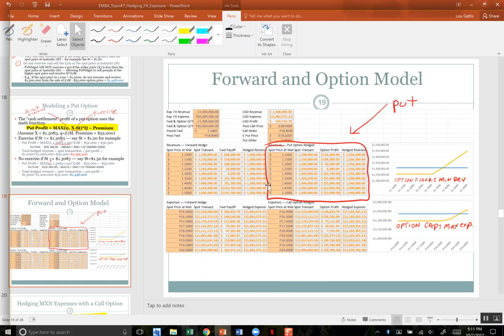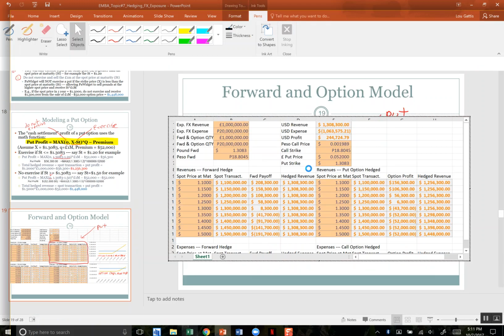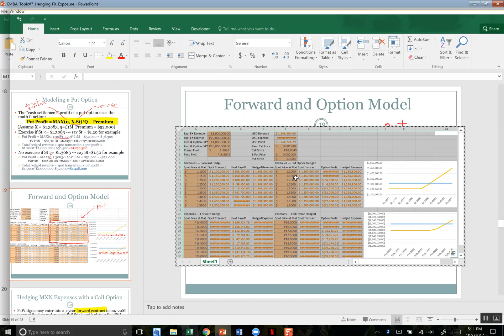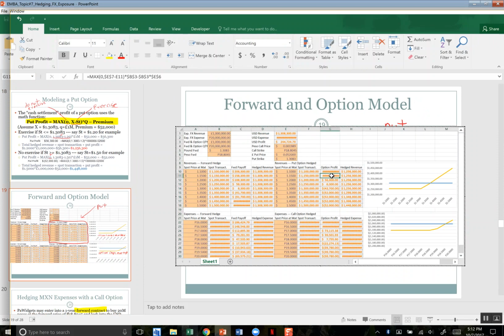In my spreadsheet, instead of using ST minus F times Q, I use a little math function in Excel, which says the max of 0 or ST minus F times Q. That's all I do.